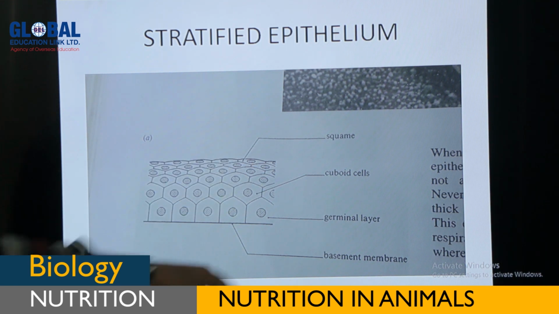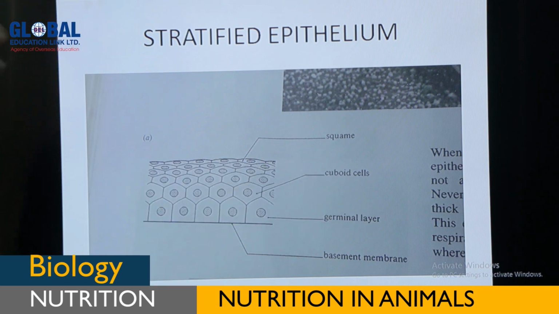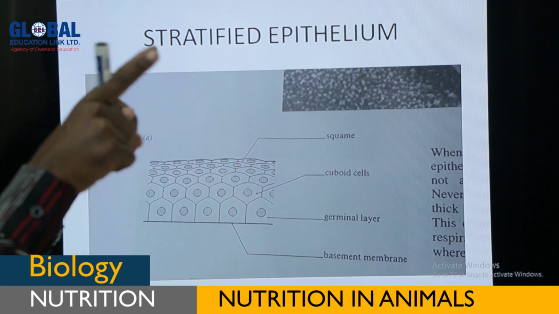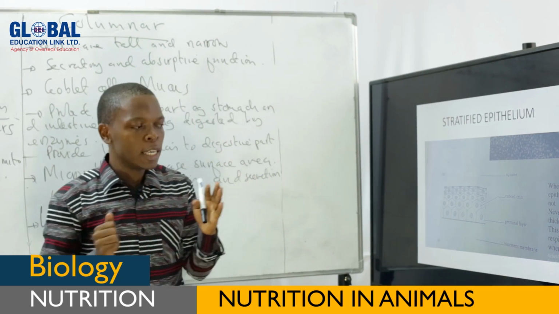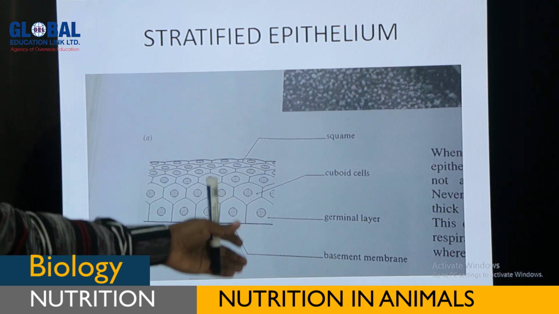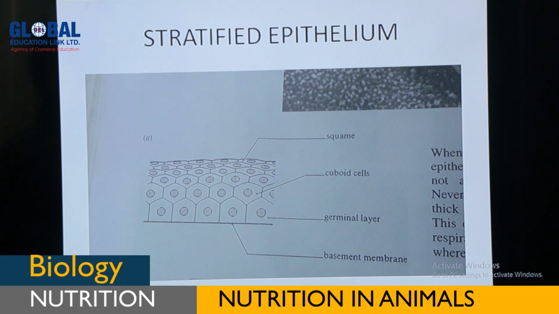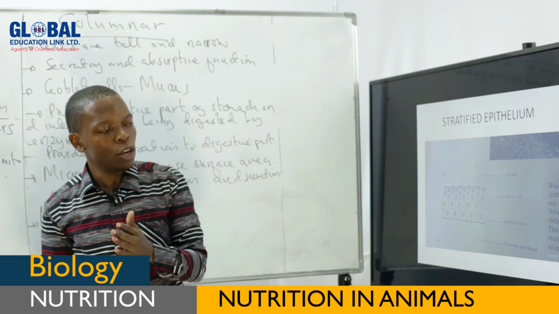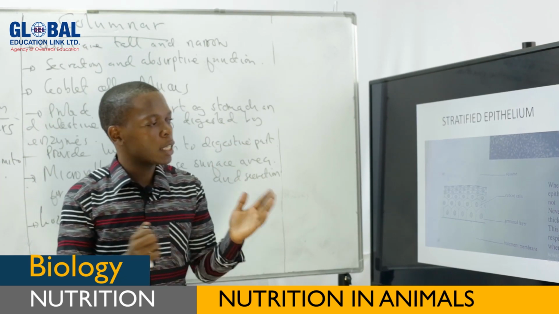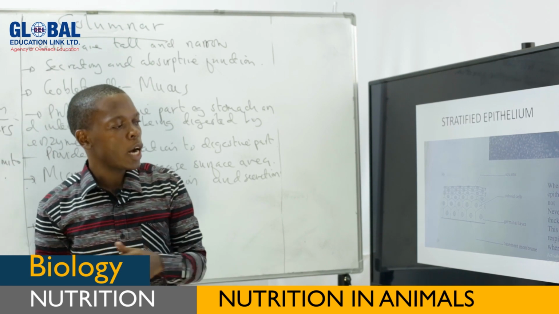But we also have cuboidal cells. Therefore, stratified epithelium is made up of different cells. Depending on the type of cell found in the stratified epithelium, it can be categorized into cuboidal stratified epithelial tissue, squamous stratified epithelial tissue, and so on.